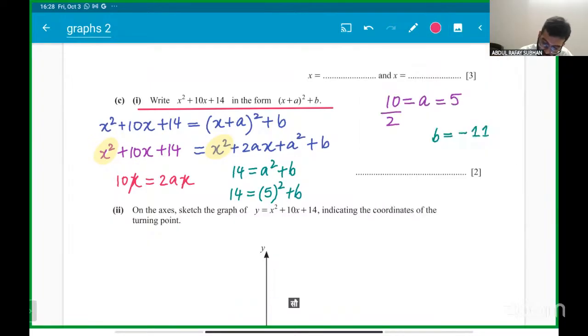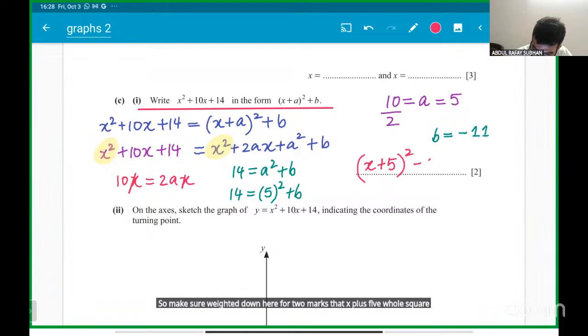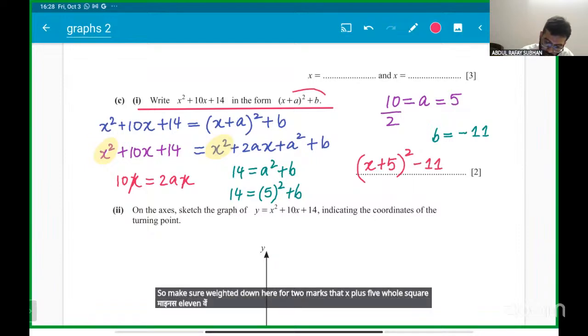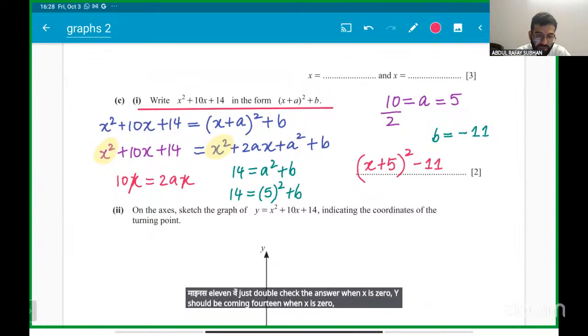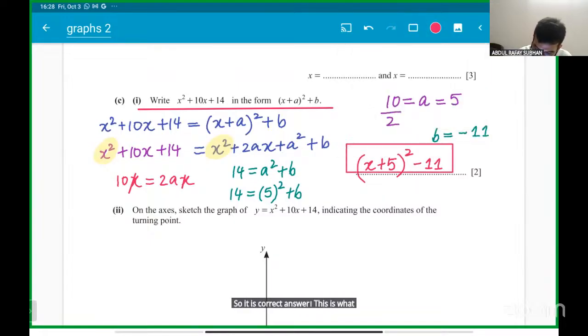So make sure to write it down here for 2 marks: x plus 5 whole square minus 11. And I told you the technique as well. Just double check the answer. When x is 0, y should be coming 14. When x is 0, 25 minus 11 is coming 14. So it's the correct answer. This is where completing the square comes in.